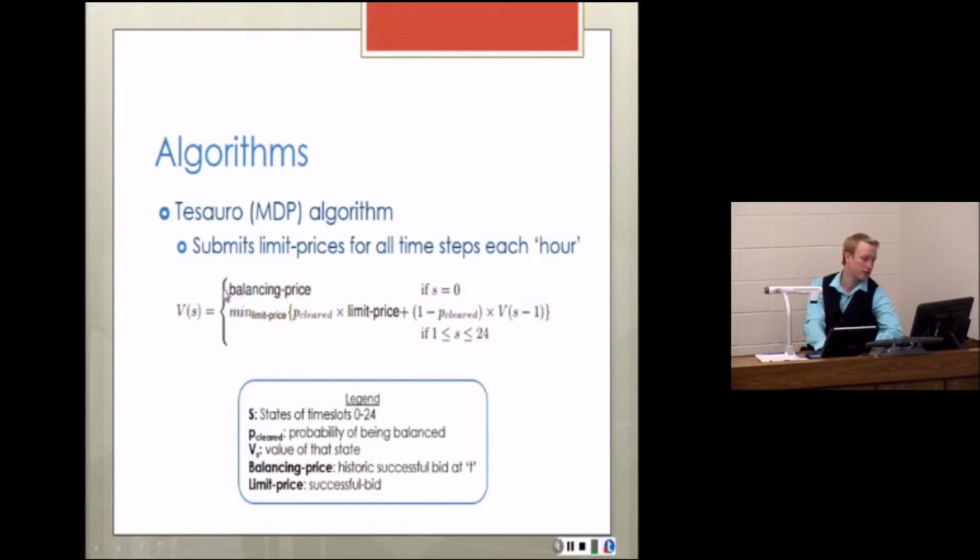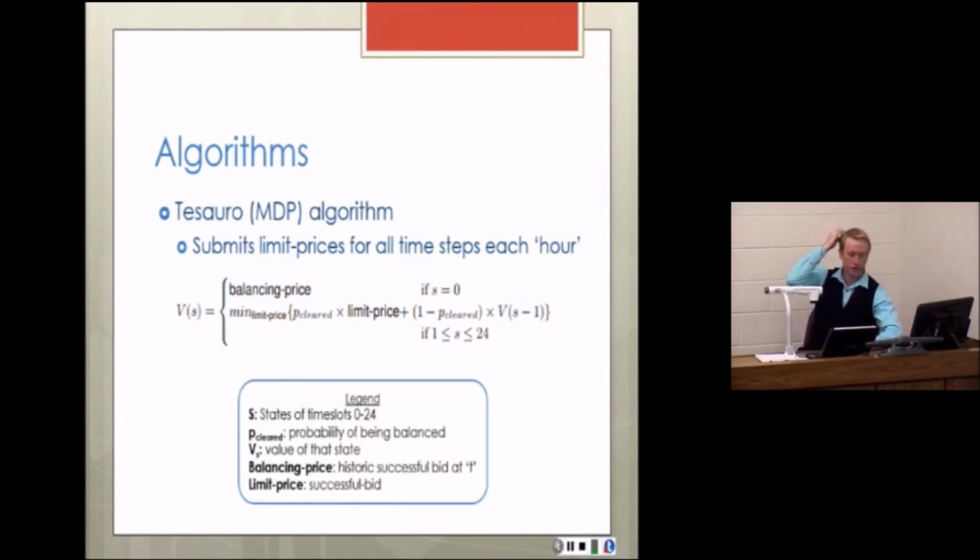This basically says, okay, you need to have a balancing price allotted for each of those states. An S state means 24 hours in the future. So say S state of 3 is 3 hours from now. State of 0 is this current point in time. So if S is 0, meaning it's right now, you just go with the cost that you've assumed from earlier. Otherwise, you'll create your V of S, or that value for that state, using this algorithm.